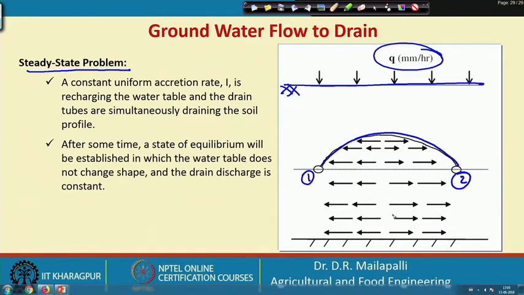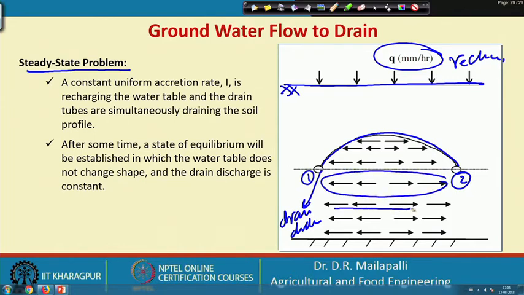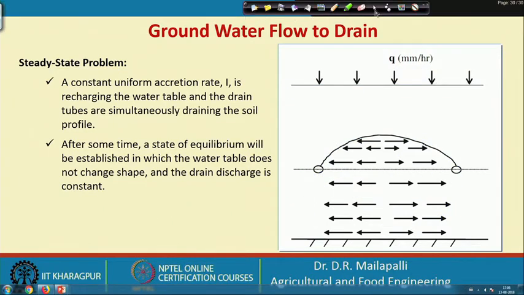Then we have to assume some things, like the steady state problem, that means the Q recharge, this is kind of a recharge, will be equal to the drain discharge. Only then will this be a steady state problem. Then the flow lines are parallel, so look at this, the flow lines are going parallel to the drains. So these two assumptions are very important for the steady state problem.